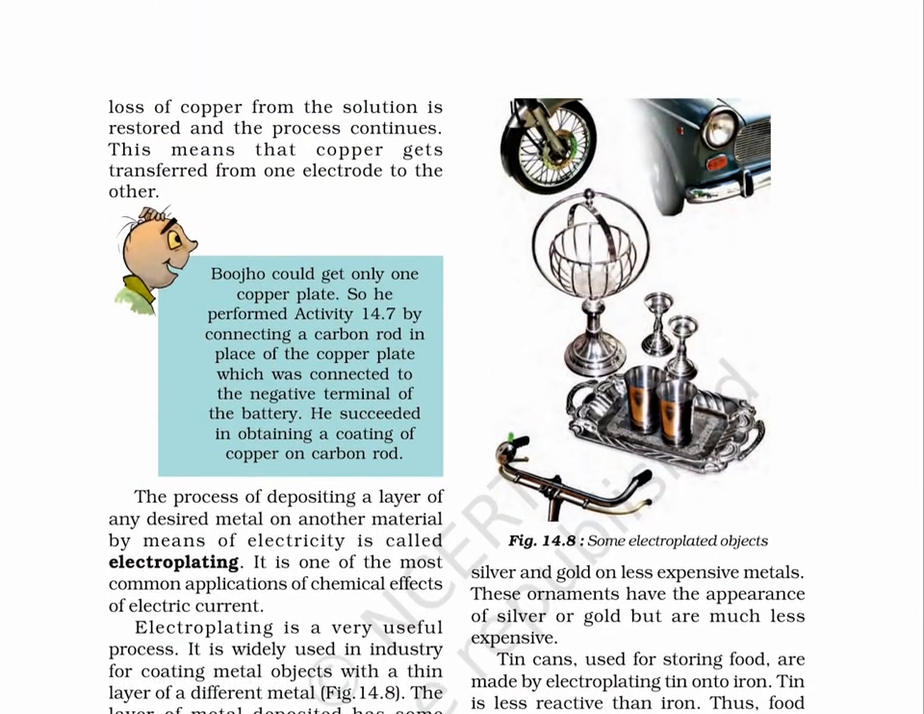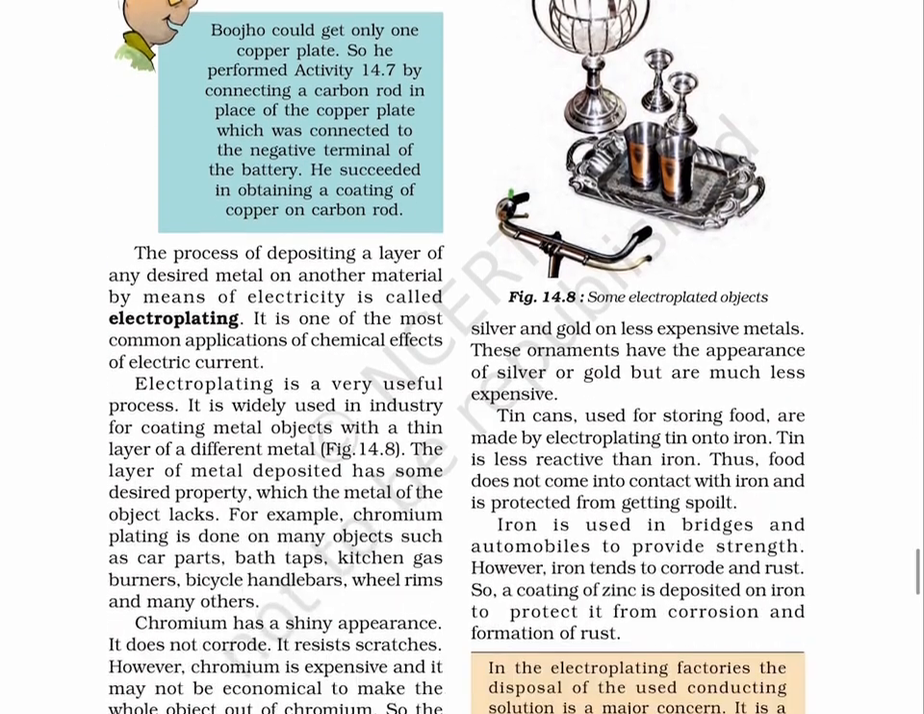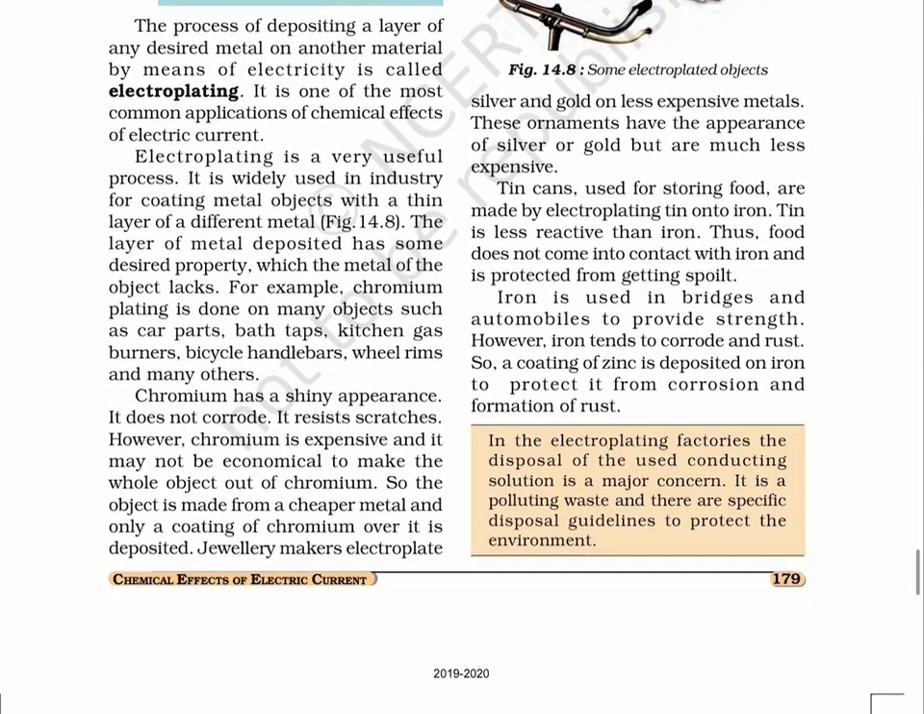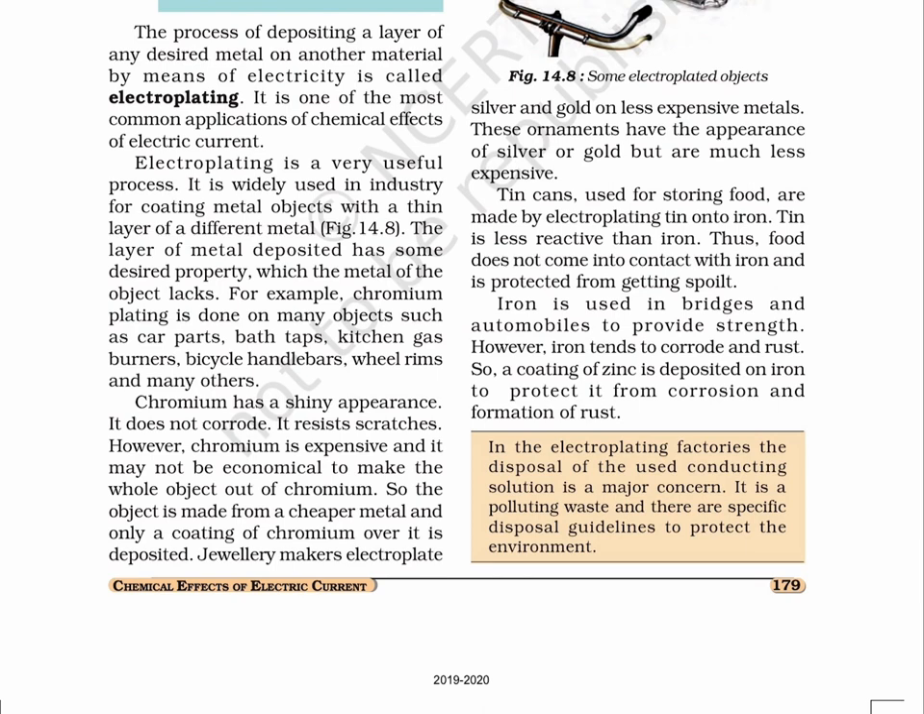Jewelry makers electroplate silver and gold on less expensive metals. These ornaments have the appearance of silver or gold but are much less expensive. Tin cans used for storing food are made by electroplating tin onto iron. Tin is less reactive than iron. Thus, food does not come into contact with iron and is protected from getting spoilt.